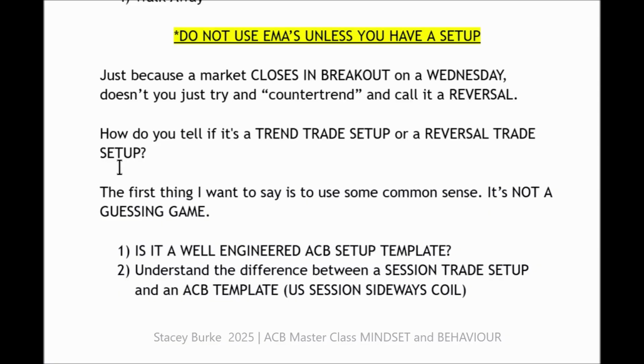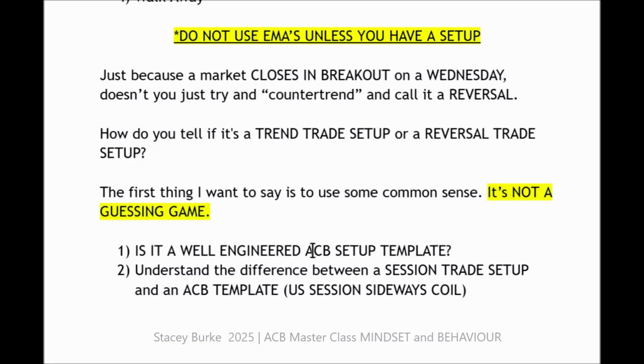So if you're trading London and there's no coil, but you're trying to get in because you trade London, be prepared to get chopped up. If it's a 3-session sideways coil into a US market, that market may not be going to the US. It may coil into the London session. So again, you only have one direction that you can trade if you have a coil. So repeating this, it is not a guessing game.